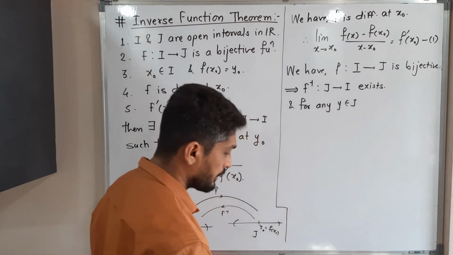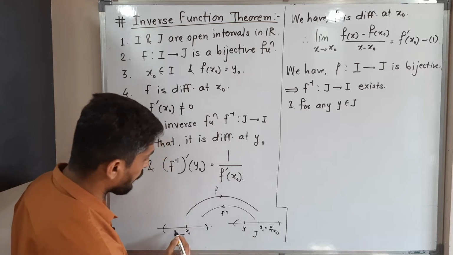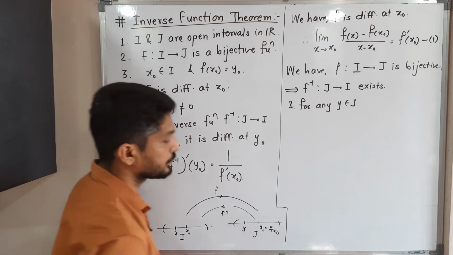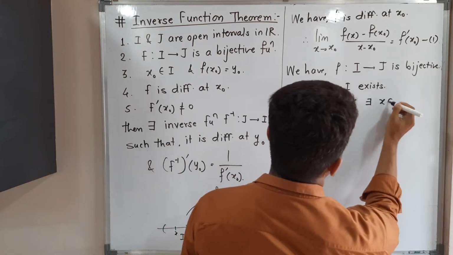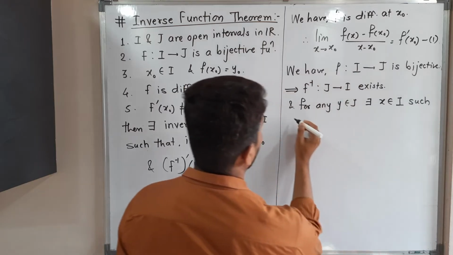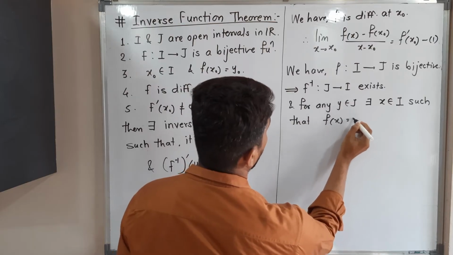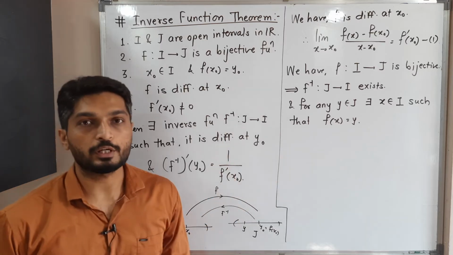if you take any point y in J, there exists some point x in I such that f of x is equal to y. Since the function is bijective, there exists x belonging to I such that f of x is equal to y. This is a very important thing I wrote here. The function is onto, that is why I wrote it.